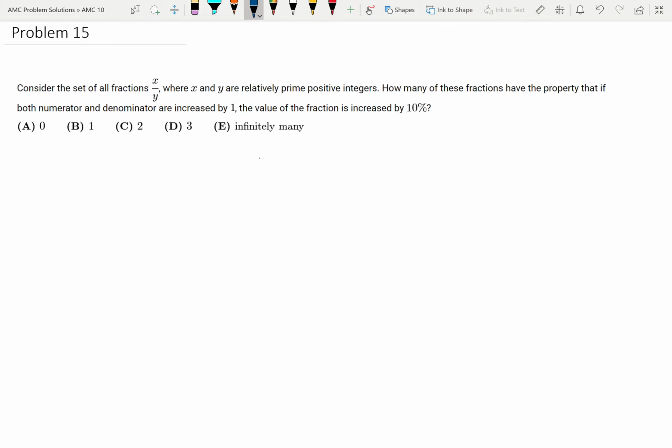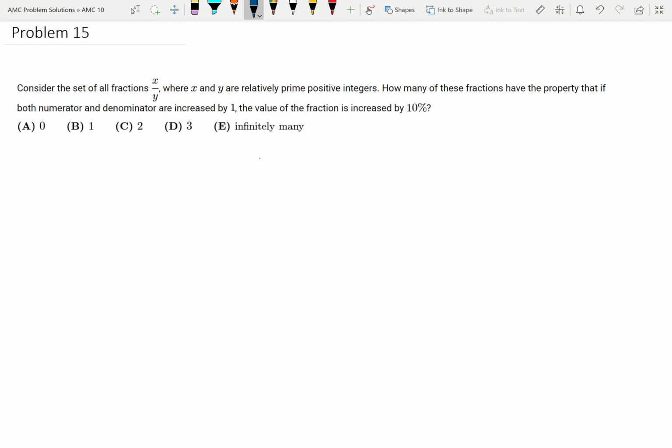Consider the set of all fractions x over y where x and y are relatively prime positive integers. How many of these fractions have the property that if both numerator and denominator are increased by 1, the value of the fraction is increased by 10%?